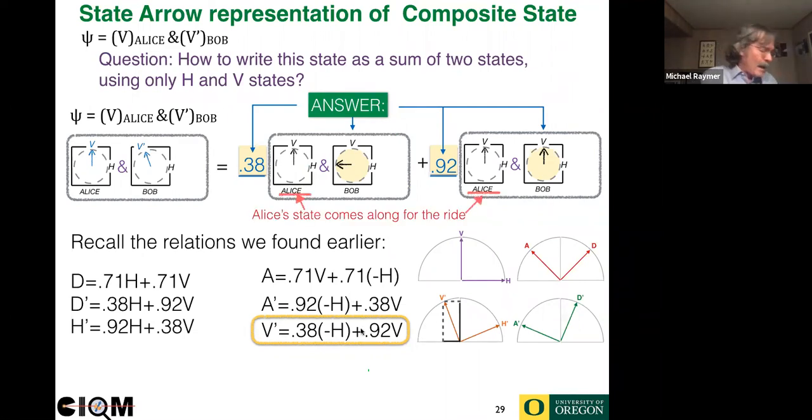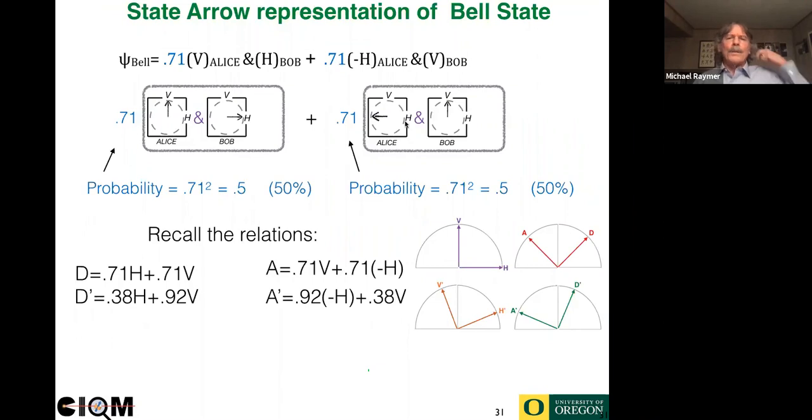Right. I say Alice's state comes along for the ride, which means it's not an entangled state. So let's talk about the Bell state, all right? We haven't shown the Bell state yet. Well, I think maybe earlier I did.